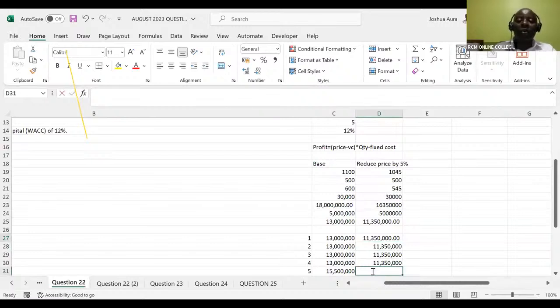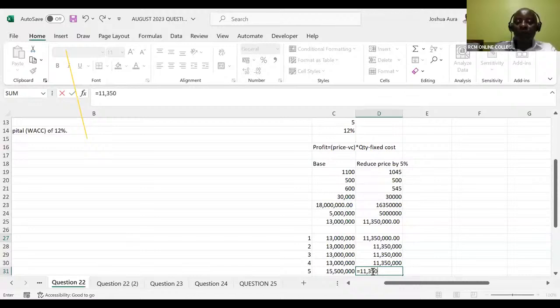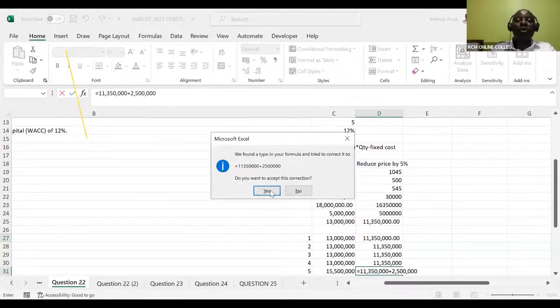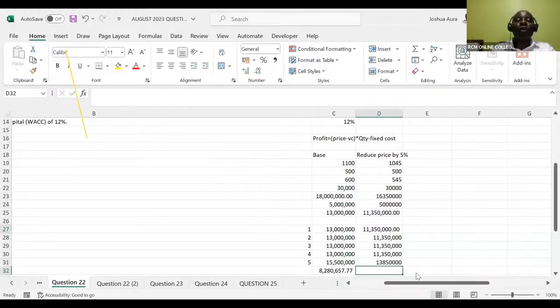On the last year, I must say equals. I'm going to enjoy this 11,350,000. But remember, there is a scrap value, so plus 2.5 million actually. Great, like that. Typo, say correct for you. So it gives me this, and this, and that.